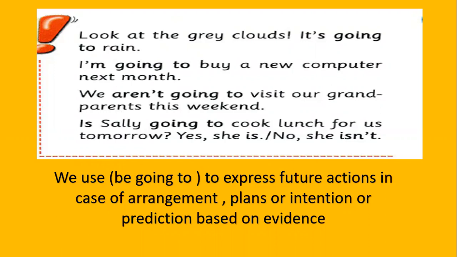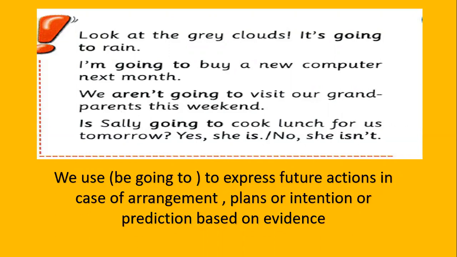Now, our lesson today is mainly about using going to express future actions. Here, for example, in the class book, he's giving me some examples to show me how to use going to in the future to express future actions. So if we read the first sentence, look at the gray clouds, it means someone is talking to another one, and he says to him, look at the gray clouds. So both of them can see the gray clouds. So it's going to rain.